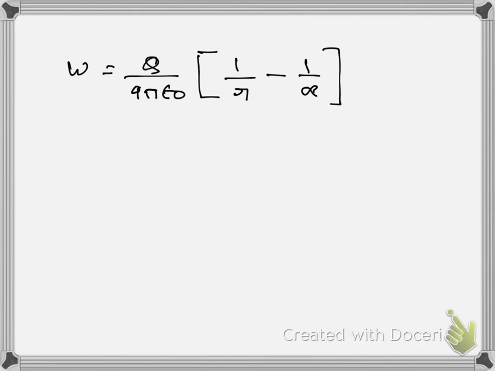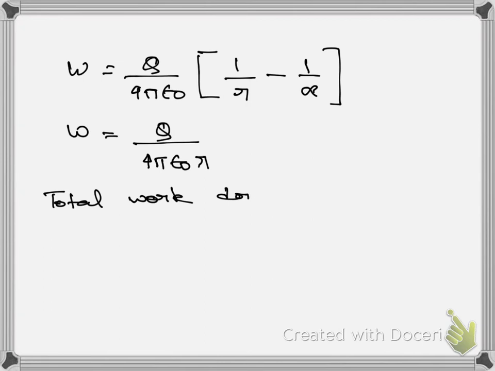So work done is q by 4 pi epsilon naught. First in place of x I shall substitute r, so it will be 1 by r minus 1 by infinity. 1 by infinity will give you 0. So this is the total work done in bringing a unit positive charge from infinity to a point.